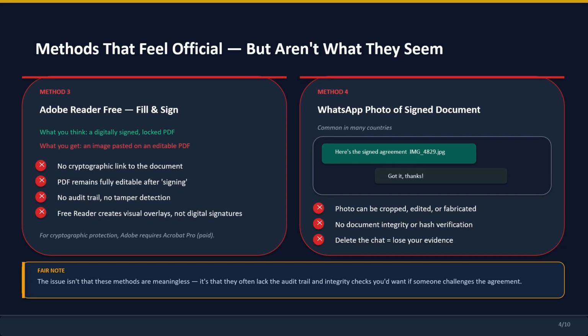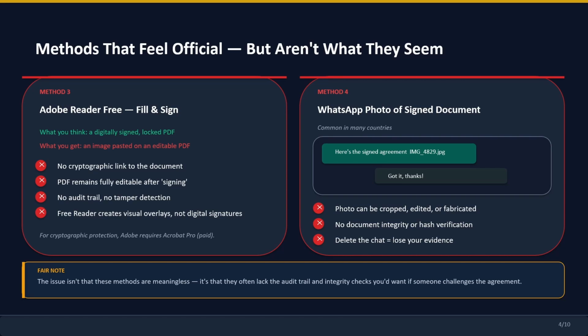The evidence you have is a photo in a chat thread. That photo can be cropped, edited, or potentially fabricated. There's no document integrity check, no hash, no way to verify the original, and if that chat gets deleted, your evidence goes with it. Courts have also questioned the reliability of WhatsApp messages as evidence, since message headers are auto-generated by the platform rather than deliberately applied by the sender.